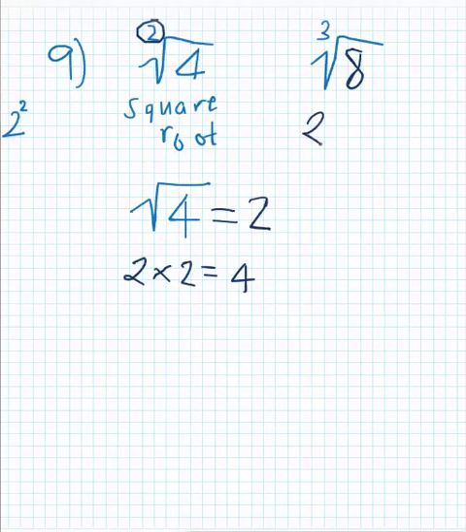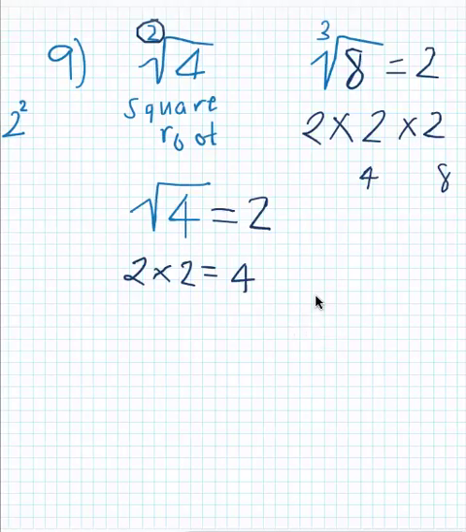So a number times itself 3 times, so 1, 2, 3. It has to be the same number. That's why we say itself. And let's see what this gives me. 2 times 2 is 4. 4 times 2 is 8. I got 8. So the number is 2. So the cube root of 8 is 2. And I also want you to make sure you can put this on your calculator. So just try it now and see if you can do this and get a 2.